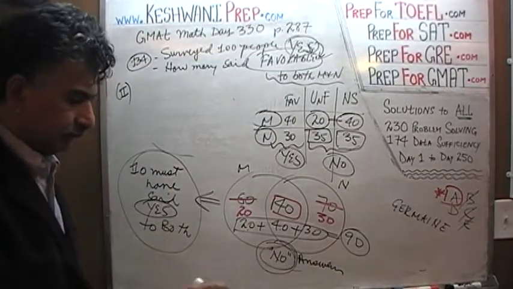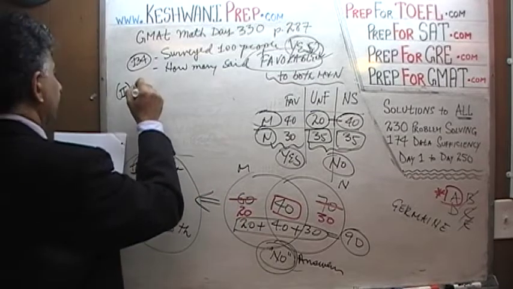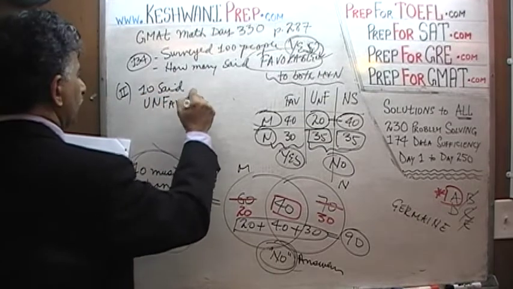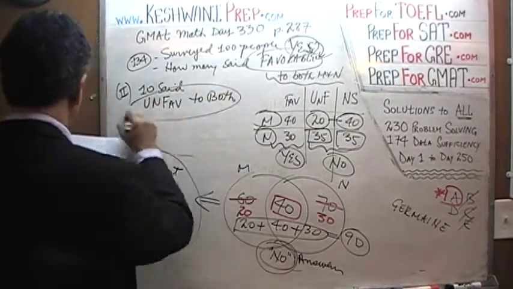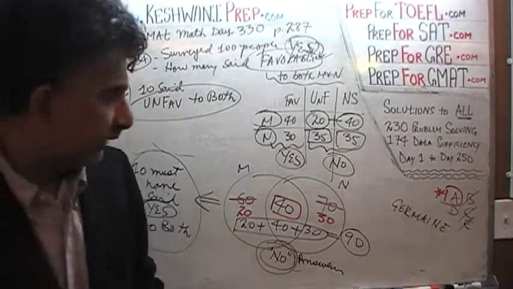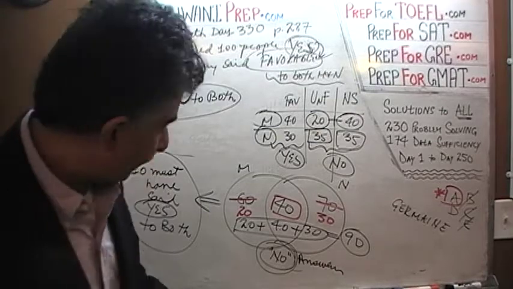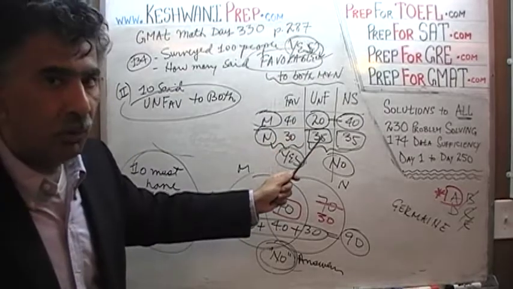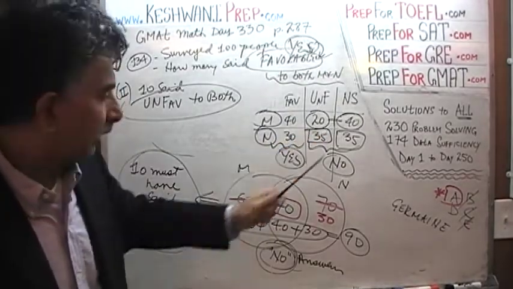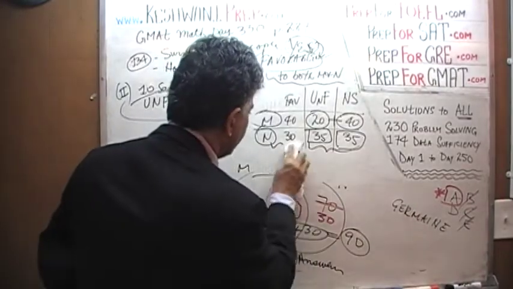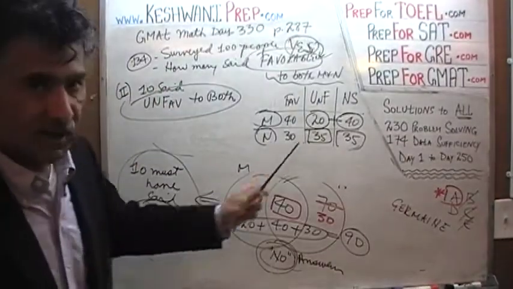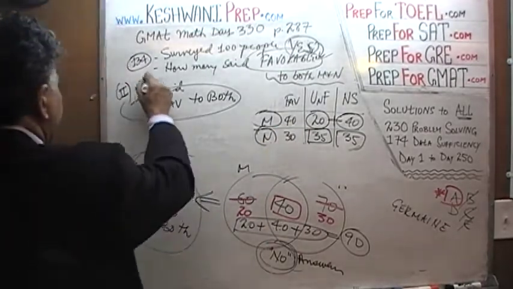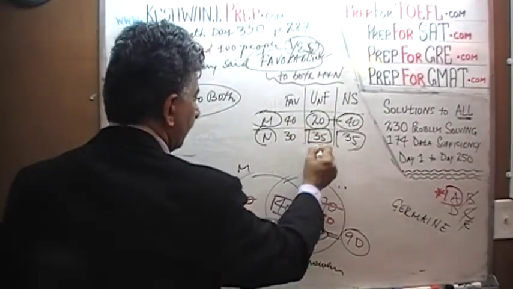In the second statement, they said 10 said unfavorable to both. Okay, pay attention here. Because we are back to talking about unfavorable, we no longer have the luxury of combining these two categories together. We cannot do this yes and no part anymore. We do not have that luxury anymore. The analysis that we did in the first statement will not work here. We must look at unfavorable by itself, because that's what we're told. We are told that 10 of them said unfavorable to both.